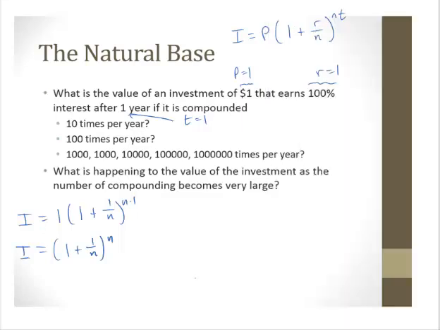So what happens to this value of the investment as the number of compoundings becomes very large? Here's what we would say. As n approaches infinity, as n becomes very large, the value approaches e. And so here is a natural way to construct the number e using compound interest, a very simple case where we let the number of compoundings become very large. We'll go into more detail of compound interest in the next section. Alright, that concludes the presentation for 6.4.